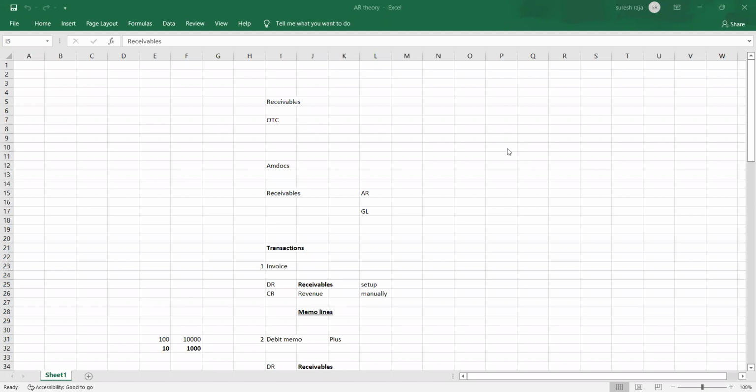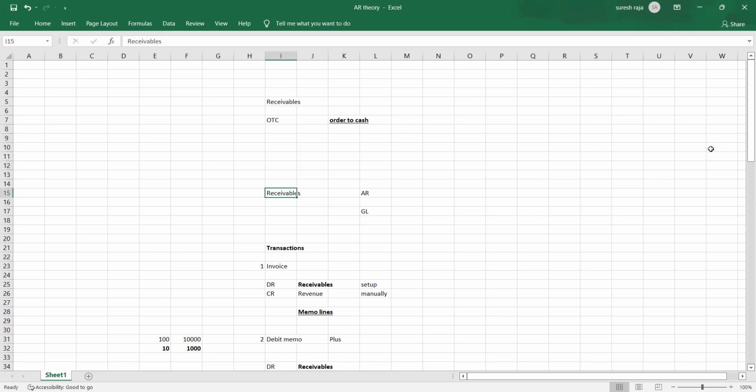So what is receivable? Basically, we know receivable, sales, collections. We call receivable the O2C cycle. What is O2C? Order to cash. That means from sales order, it comes through receivables invoice, and then it goes to the collections. Then it transfers all entries to GL, because only in GL can you see all the accounting entries.